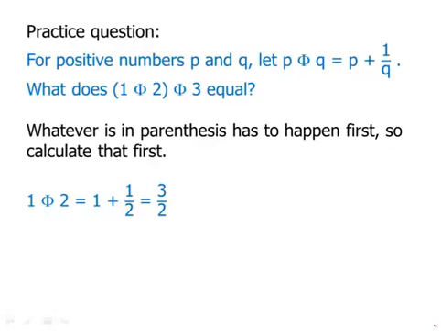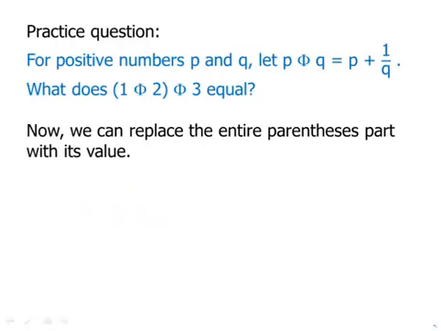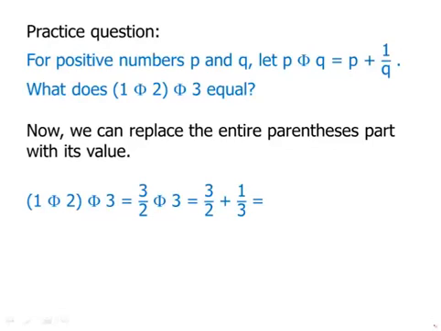Okay, now we can replace that whole parentheses with its value. Everything inside the parentheses has a value of 3/2. So we can just replace that. So 1 phi 2 becomes just 3/2, and we get 3/2 phi 3. So this would be the first number plus the reciprocal of the second number, 3/2 plus 1/3. We find a common denominator, and we get an output of 11/6, and that's the value.